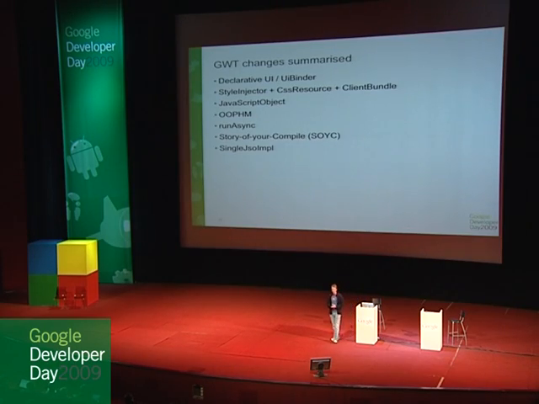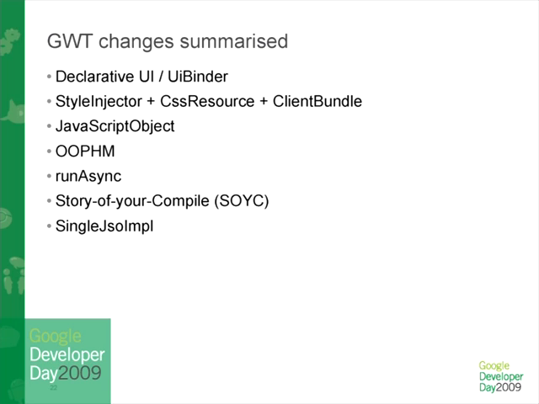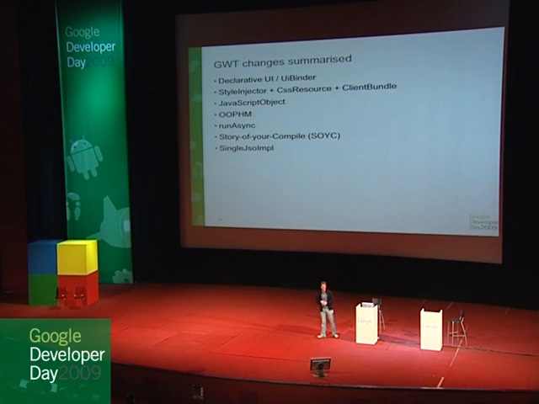So in summary, there are some recent changes in GWT that really allow you to build rich first-class web applications, from very quickly designing your components using UiBinder, from efficient processing of CSS and letting you manage the complexity of different CSS on different browsers, using the JavaScript object class to use native JavaScript objects very efficiently, out of process hosted mode for debugging in each different browser natively, run async for carving up your application very easily into separate islands that get downloaded on demand, and Story of Your Compile for identifying where all your JavaScript is going.